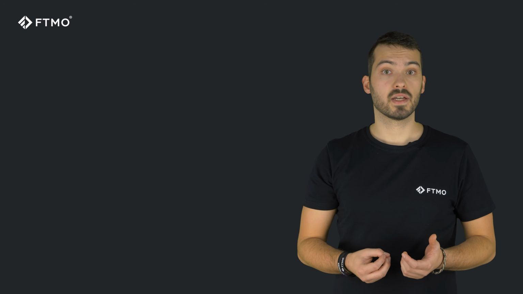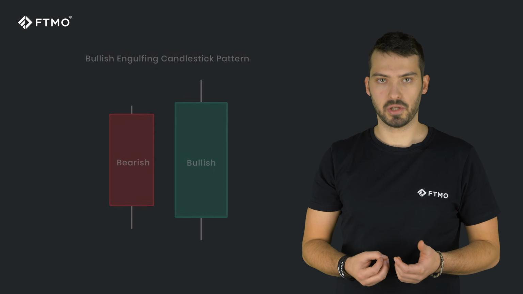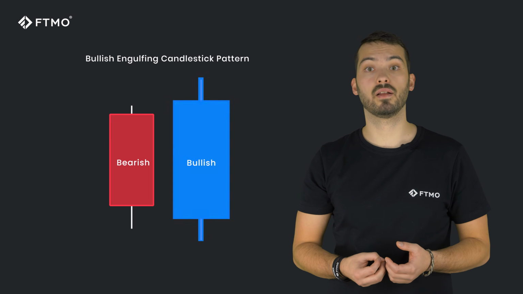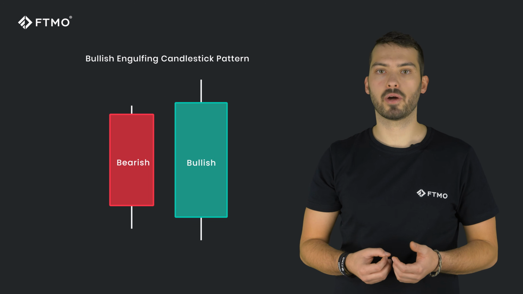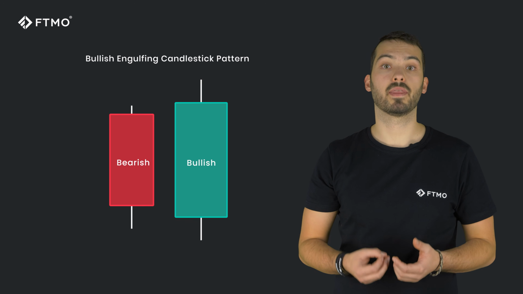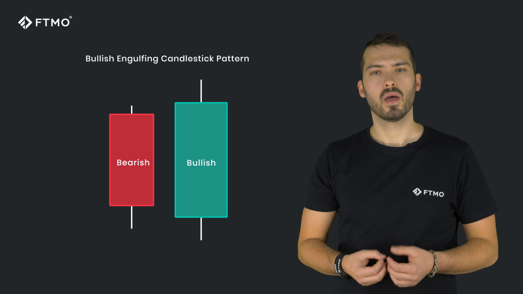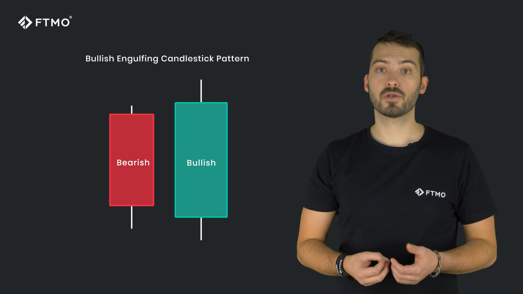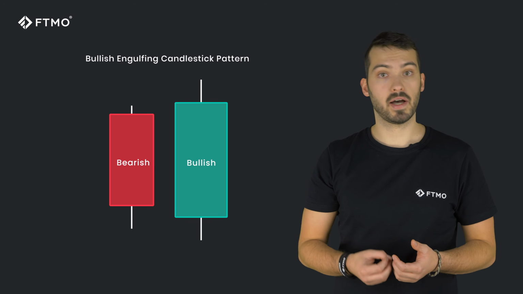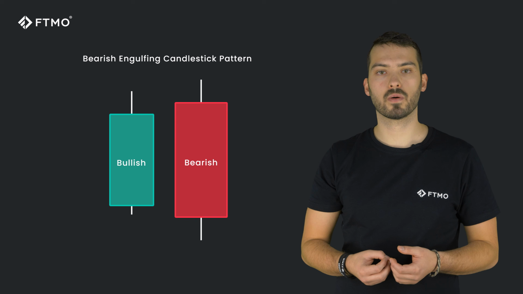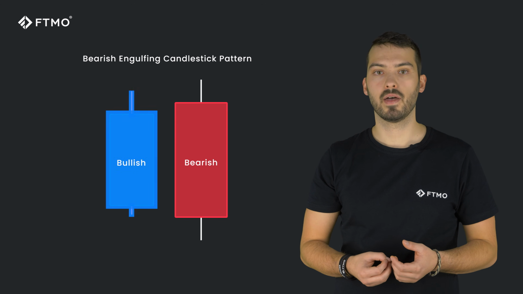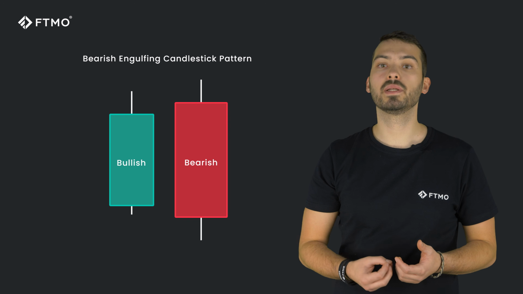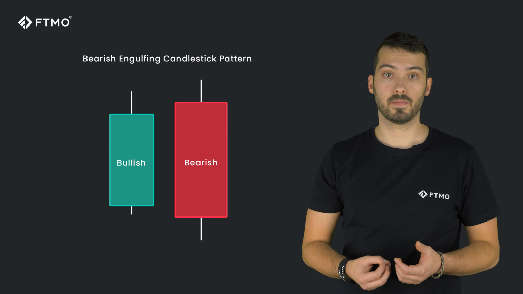The engulfing is a two candlestick pattern. Bullish engulfing forms with a small red candle on the left and a big green candle on the right. The big green candle on the right has to completely overlap the candle on the left. The rule is, the bullish engulfing candle has to trade below the low of the previous candle and has to close above the highest point. Bearish engulfing forms with a small green candle on the left and a big red candle on the right. The big red candle on the right has to completely overlap the candle on the left.